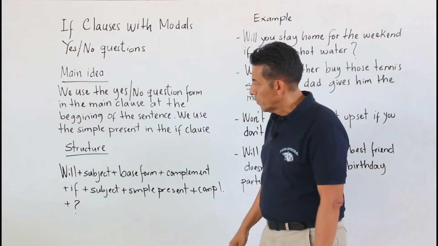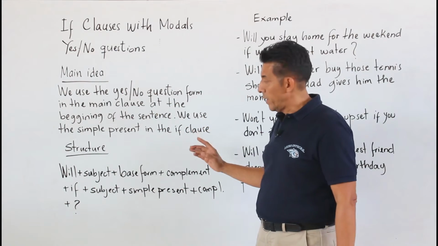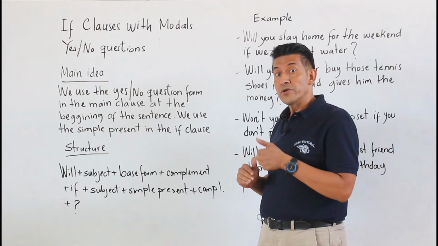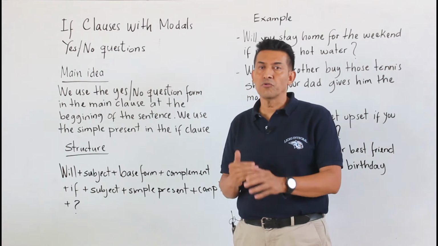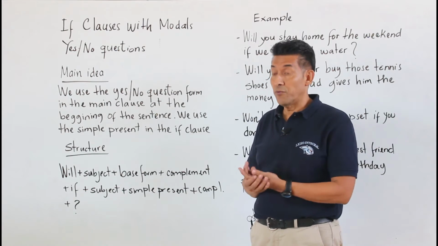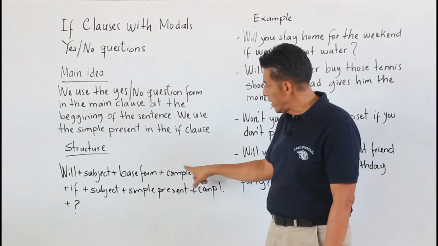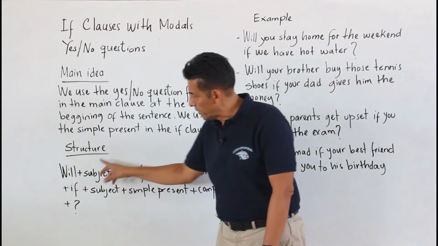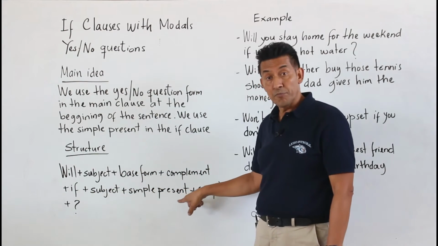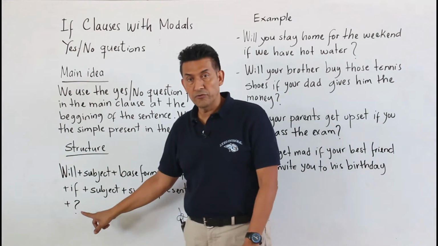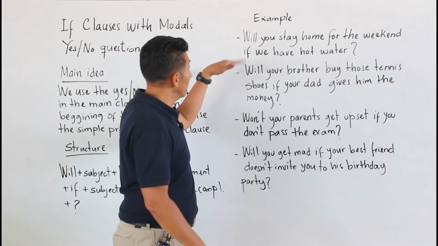Take a look. We start with the auxiliary will, because remember it's a yes/no question, and when we use the modal might, we use the auxiliary will. We can also use the auxiliary will in the negative form. Let's read it: will plus subject plus the base form and the complement, and then, like I said, the if clause, which is the whole sentence: subject, simple present and complement. And don't forget the question mark. Remember, we are in the simple present.